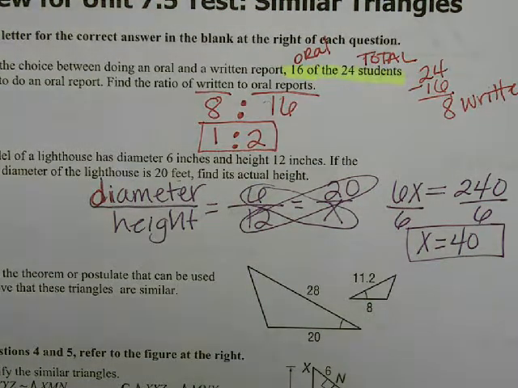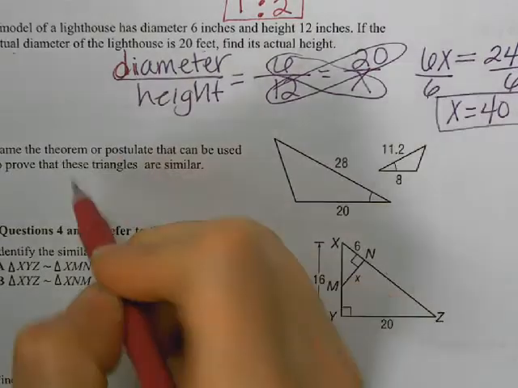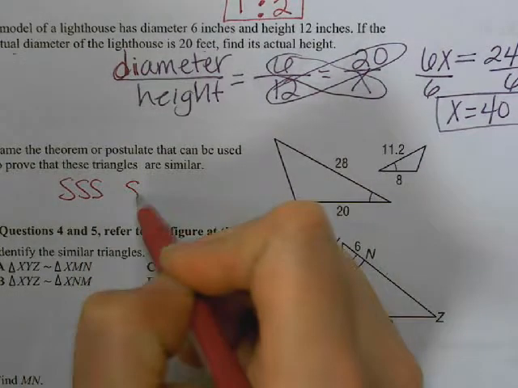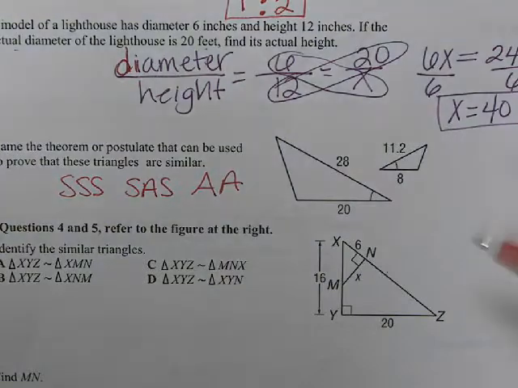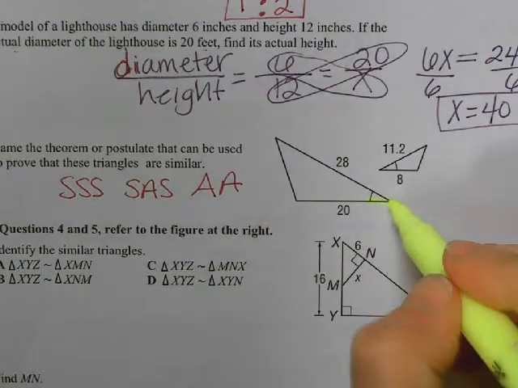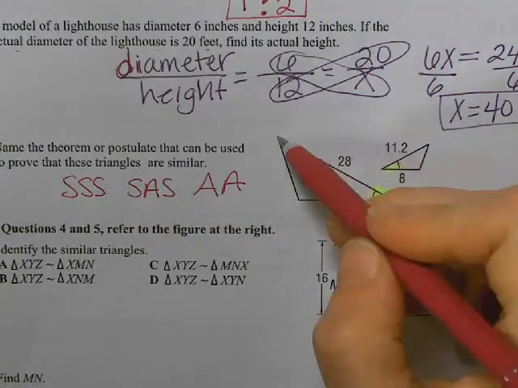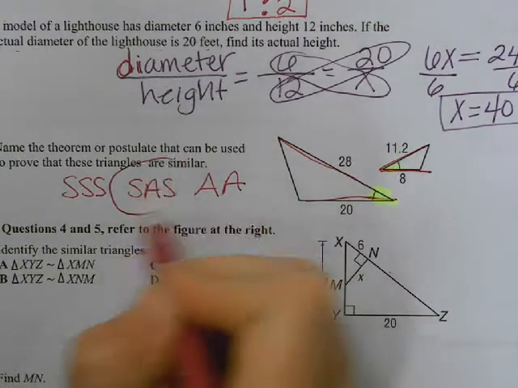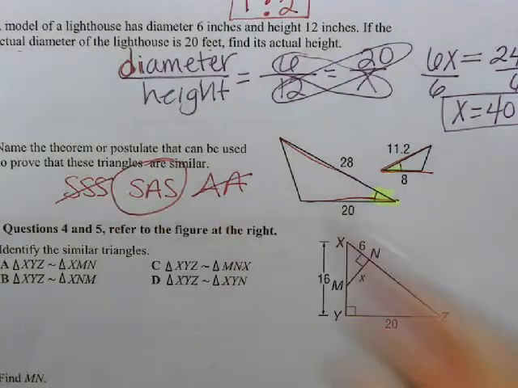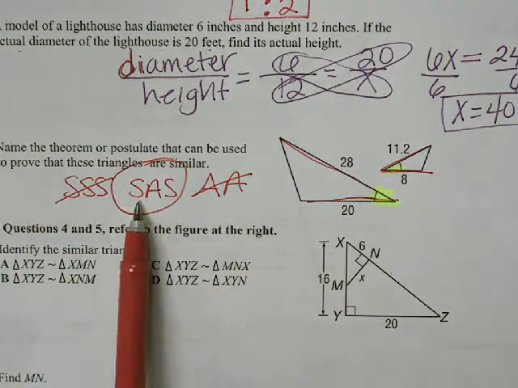Alright, number 3. Name the theorem or postulate that can be used to prove these two triangles are similar. Remember we had 3 choices: side, side, side, side, angle, side, or angle, angle. Looking at this, I noticed that each triangle has an angle marked. And I also noticed that it has sides hugging the angle. So this one would be proved by side, side, side. I'm sorry, I said side, side, side and circled. It's supposed to be side, angle, side.